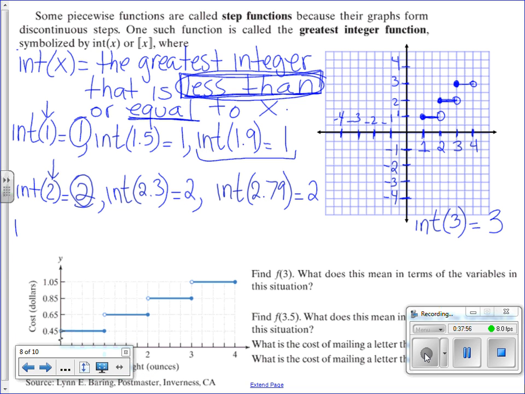Okay, so what is the greatest integer of 0? Is 0 an integer, Lorenzo? Yes. So the answer will be? So if the input is an integer, the output will be the same. So it will be 0.